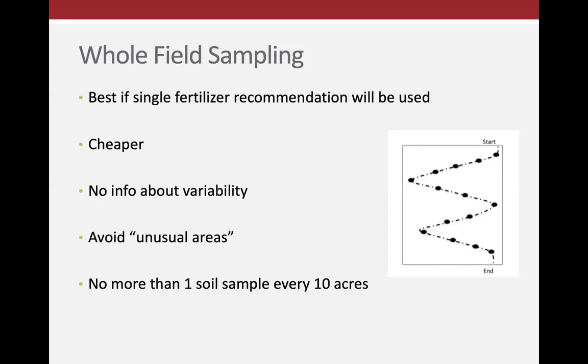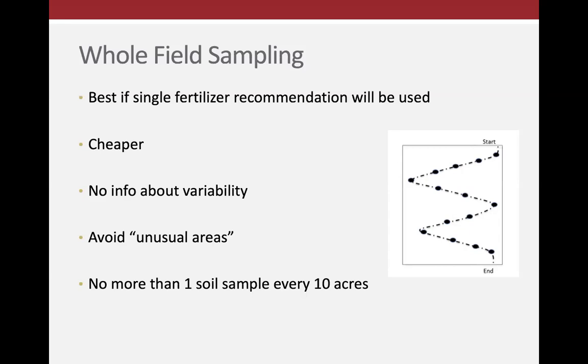Here, no more than one sample every 10 acres. There's no right or wrong answer to this. Like I just told you, 25 acres. I personally prefer 10 acres. I often tell people 10 acres. The official stance of OSU Extension is 25, and that's what we've maintained. But really, every 10 acres, that's even a pretty large area for a single soil sample.